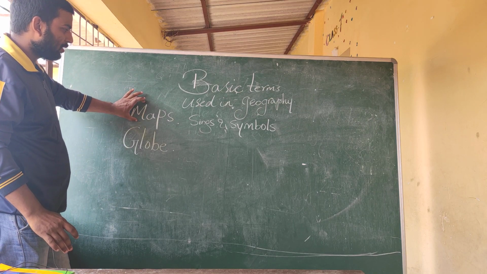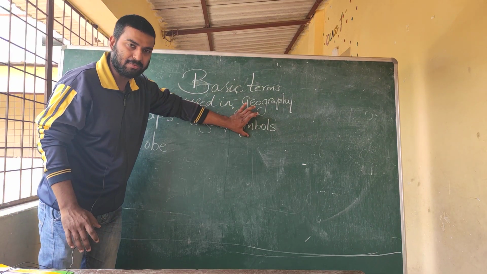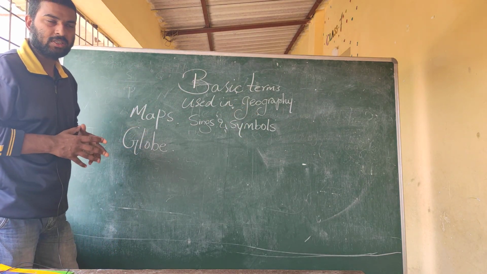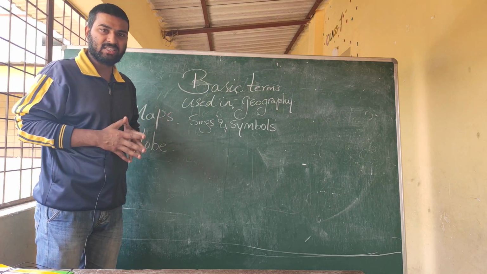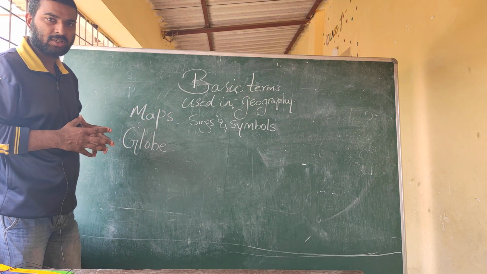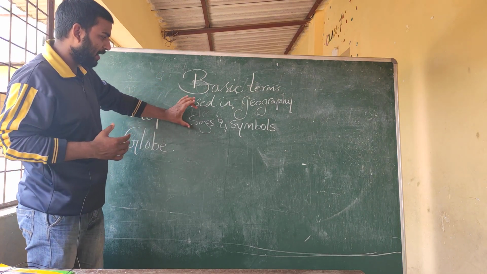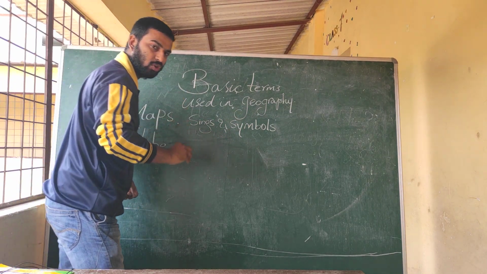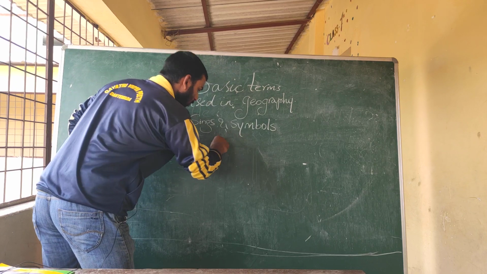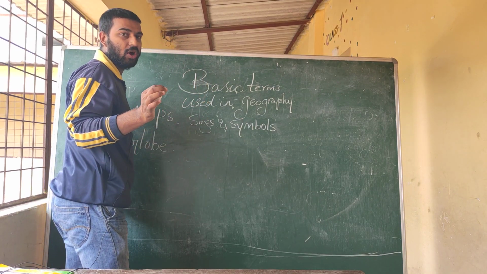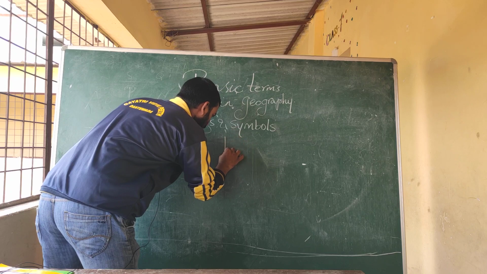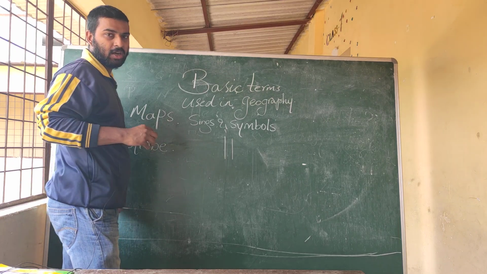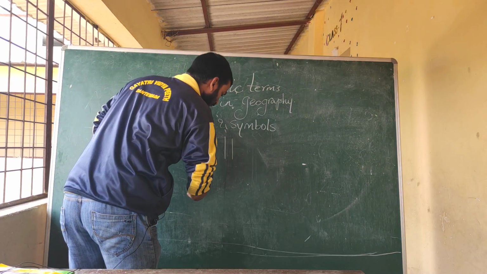So map has different signs and symbols to show various things like roads, wells, trees, jungles, a bridge. To show these things, map has signs and symbols. Like if you want to show a road, or you want to show a kacha road, how will you show that? If you want to show a river, how are you going to show a river?